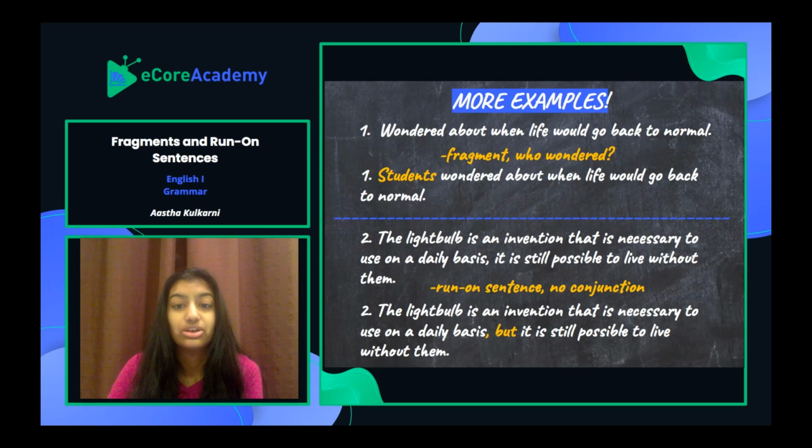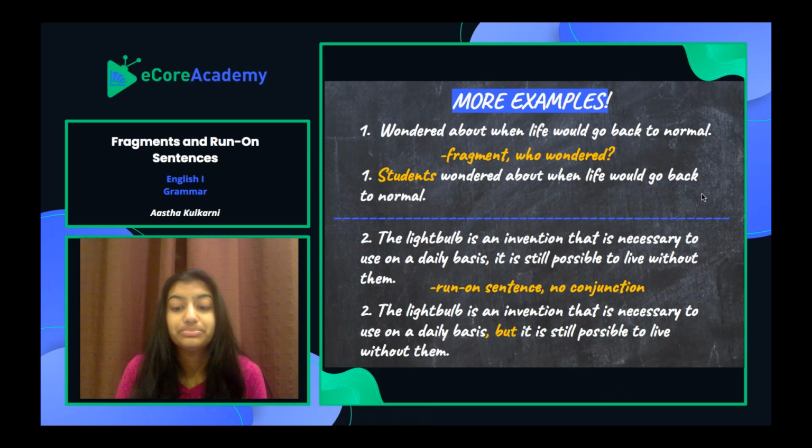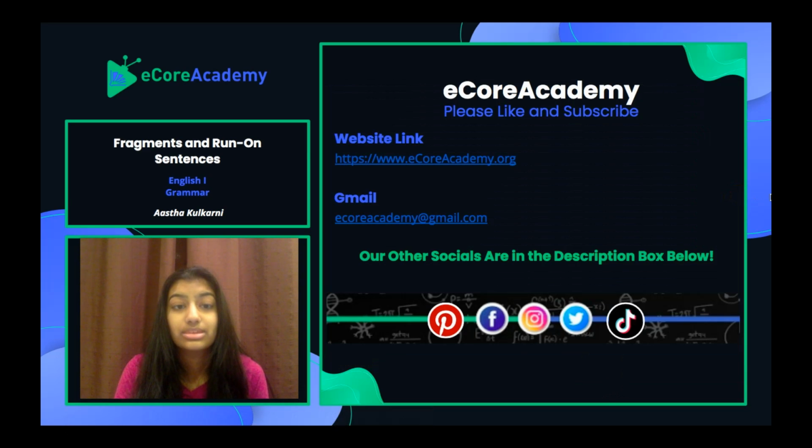So we just tagged on the comma but after basis, and now the sentence would be, the light bulb is an invention that is necessary to use on a daily basis, comma, but it is still possible to live without them. So adding the conjunction would be the second technique that we talked about for run-on sentences. And as you can see, now we have two beautiful sentences, not a fragment, not a run-on, just two good sentences.